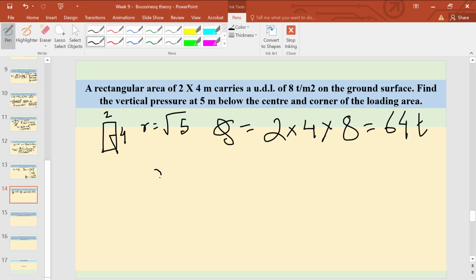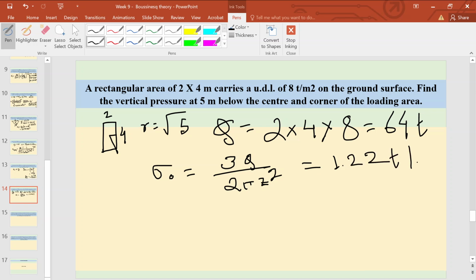Now for the first case, that is at the center, it will be 3q by 2 pi z square. Okay, 3q by 2 pi z square, because r is equal to 0, and the value we get over here is approximately 1.22 ton per meter square. Please check it. I think this will be the value.